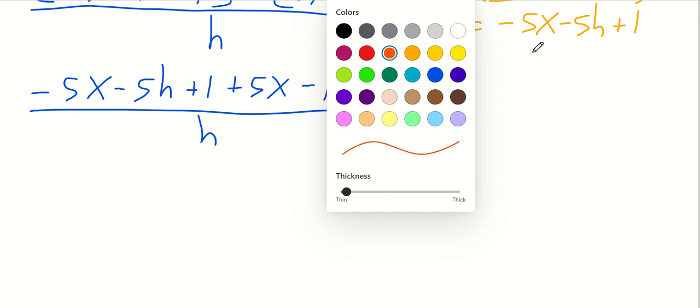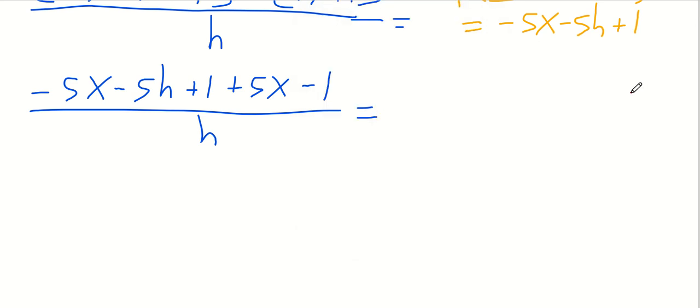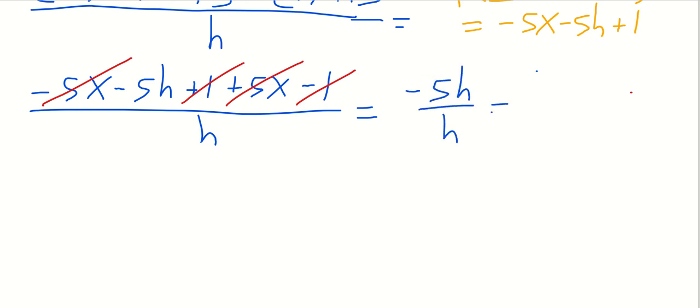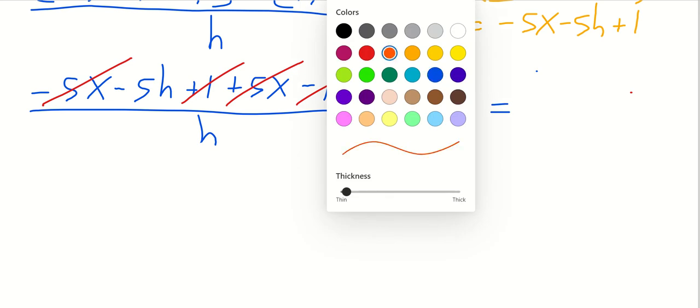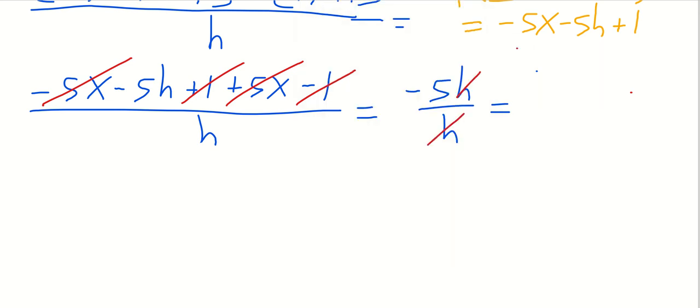After doing so, we have some like terms that are going to cancel here. The negative 5x and the positive 5x cancel. A positive 1 and a negative 1 cancel. And what we're left with right now is a negative 5h divided by h. And now it turns out that the h's cancel from top and bottom because they're common factors. And we're left with the answer negative 5. So the difference quotient for this function simplifies to negative 5.